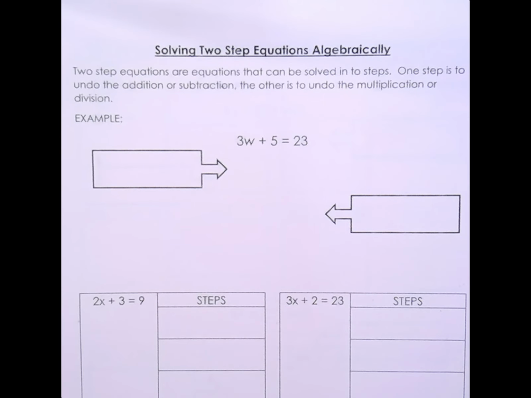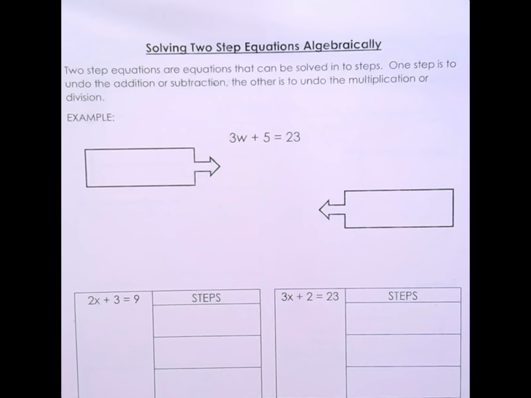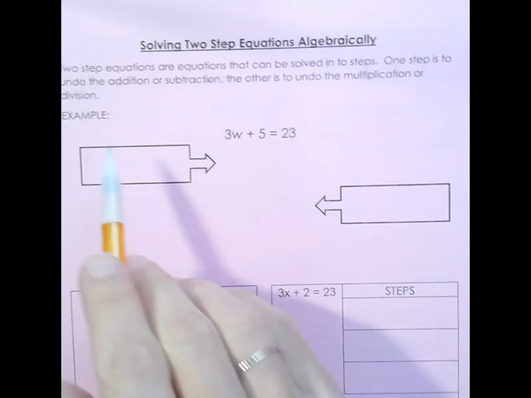Hi guys, I heard that some of you are having trouble with solving the two-step equations, so I thought I would go over some notes to get you started on the packet. And let's start with an example.